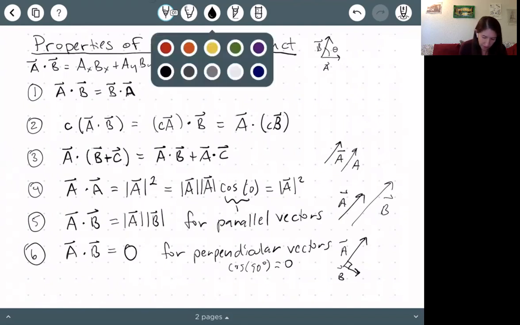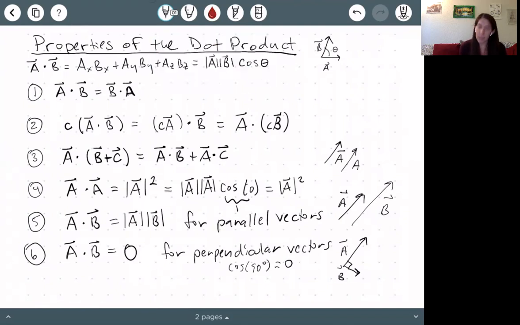I'll also add some notation I often use for parallel and perpendicular. This means A is parallel to B, and this means A is perpendicular to B. That's fairly common notation that some of you might have seen before. All right, so these are the basic properties of the dot product.